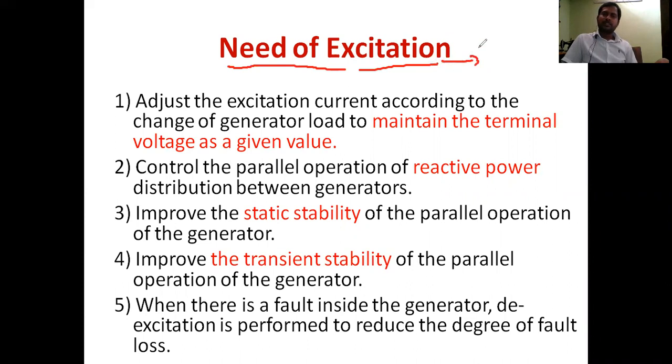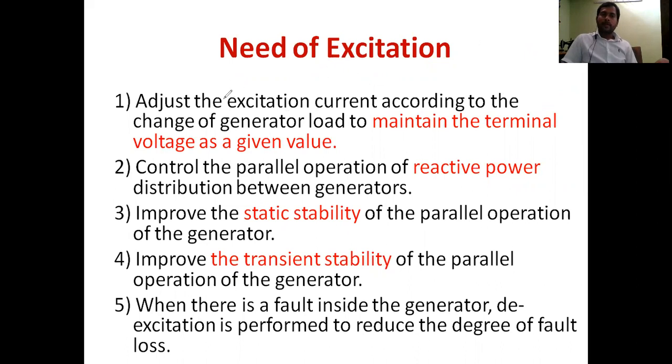This excitation is electromagnetic excitation. If we use electromagnetic excitation, controlling is possible. If you use permanent magnet excitation, it's very difficult to control some parameters.